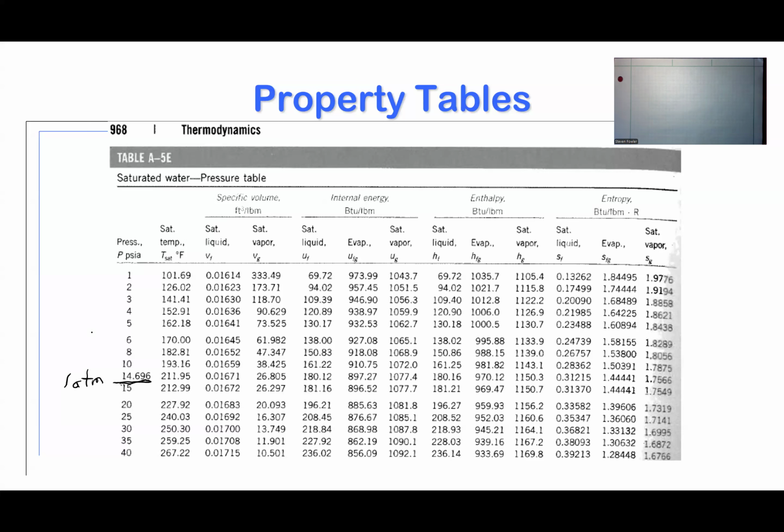But you see here you've got specific volume, internal energy. You've got this one enthalpy, this H value we haven't talked about yet. And then you've got entropy. Okay, so let's talk about enthalpy, this H value. What is that, the H value?